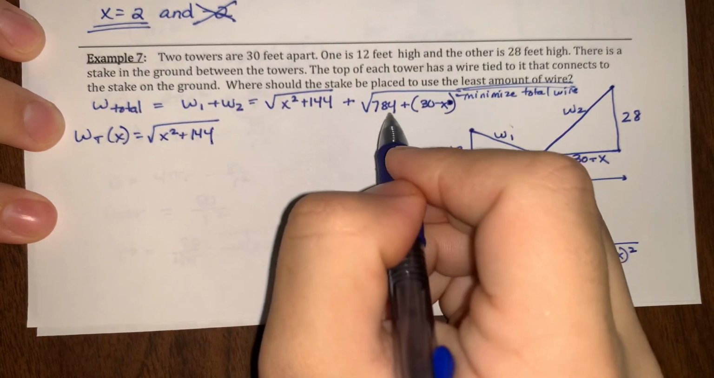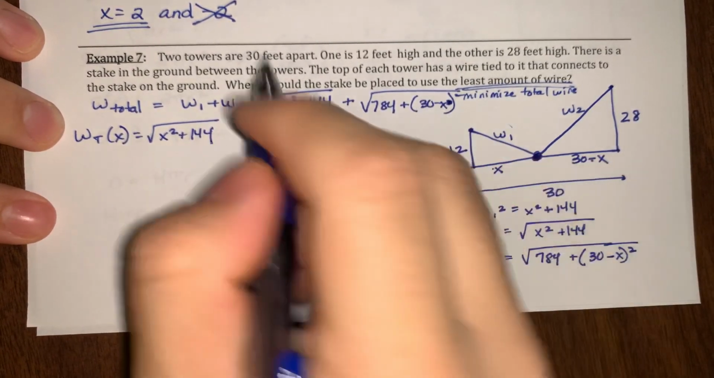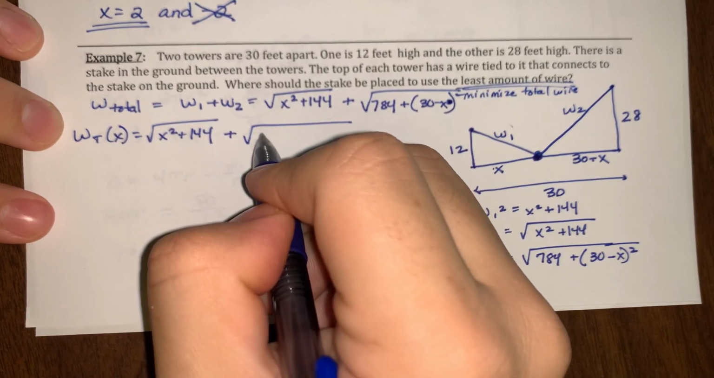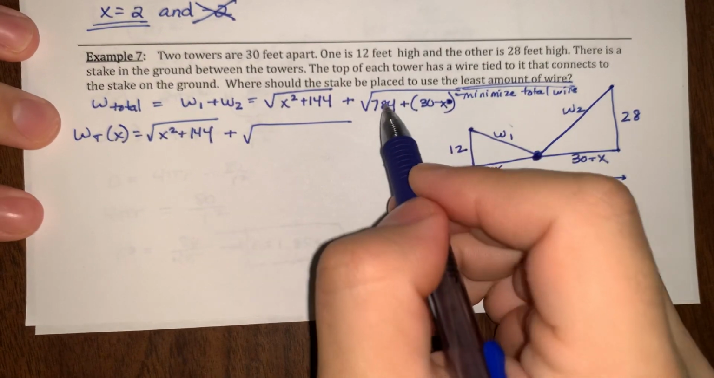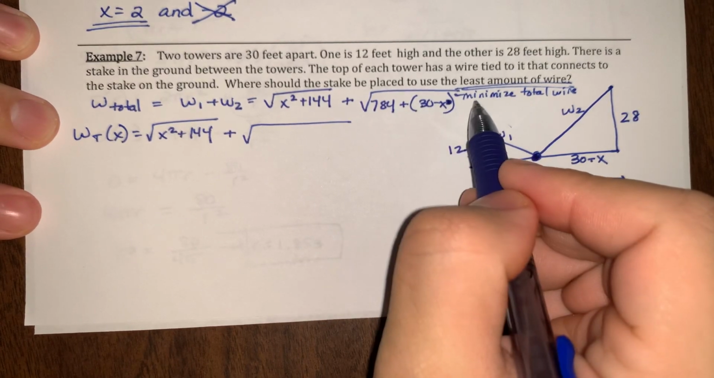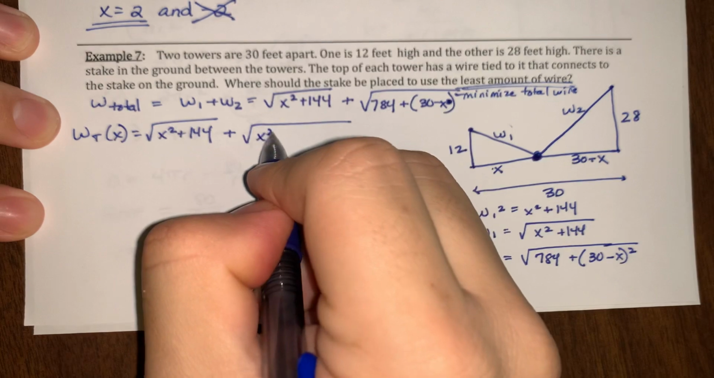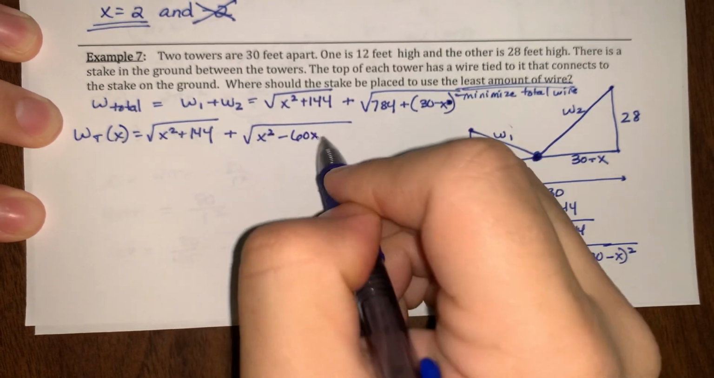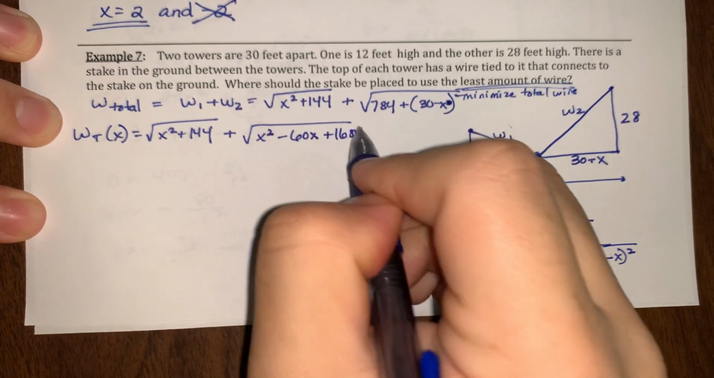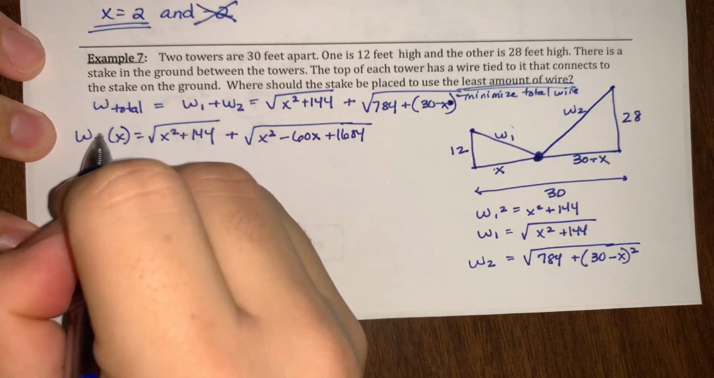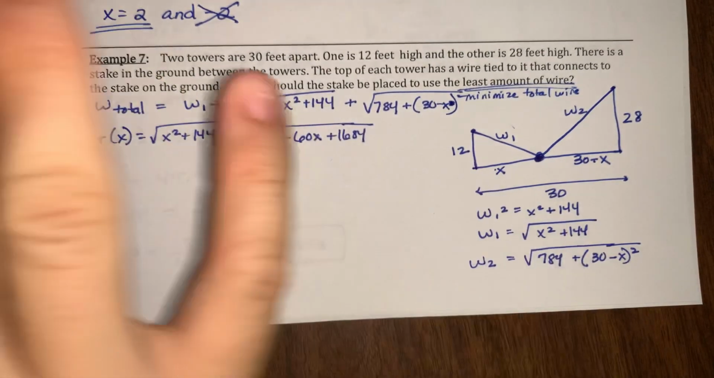And I'm going to go ahead and FOIL that out. It will be plus the square root of, let's see, so over here, if I did 784 plus all of this factored out, I'm going to end up with x squared minus 60x plus 1684. You can prove it to yourselves if you want and pause it, but just take my word for it. And now I have to take the derivative of all of this, so I have to do chain rule. It's going to be an ugly chain rule.